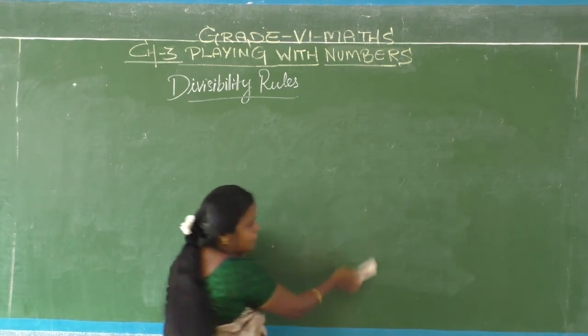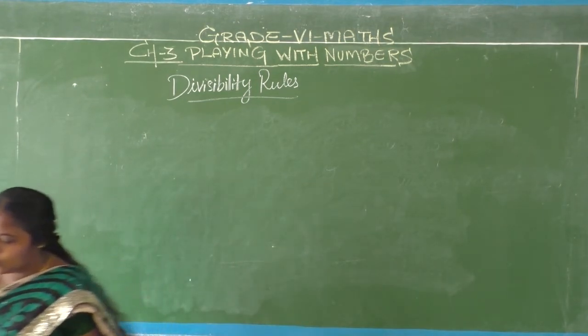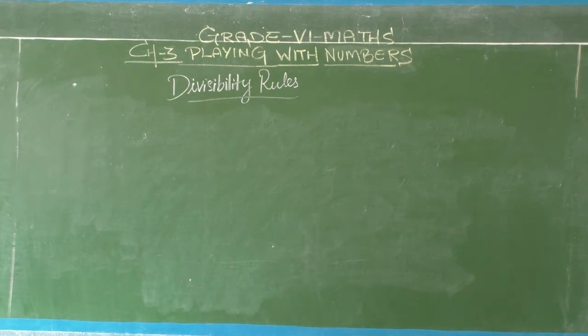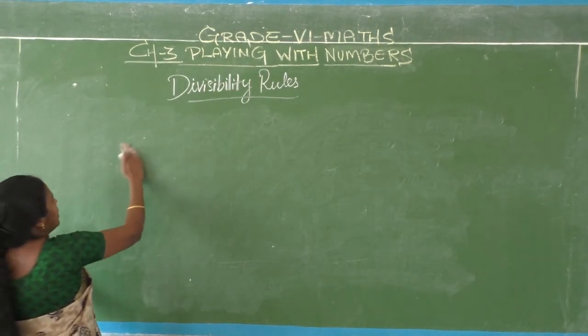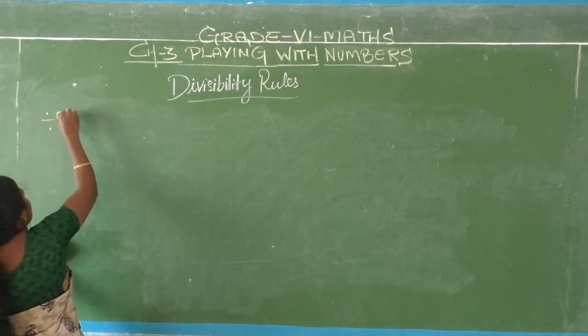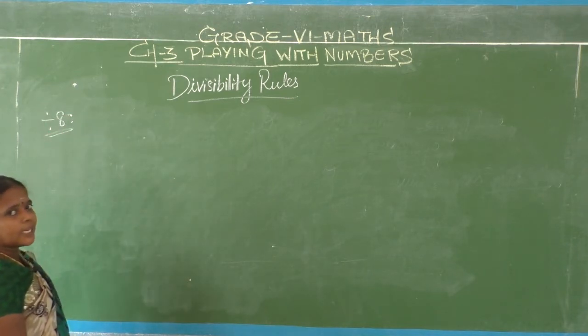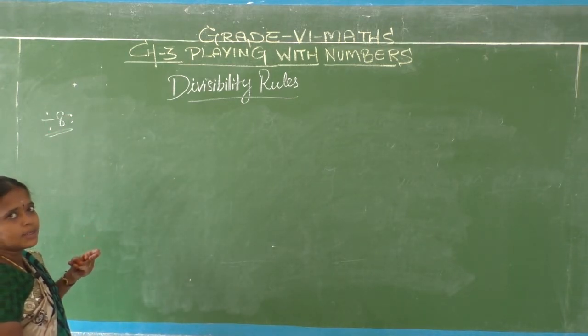Next, divisibility by 8 rule we will see. What is it? Divisibility by 8. This is same as divisibility by 4 only. For divisibility by 4, what have we seen? It had 2 conditions. Yes or no?